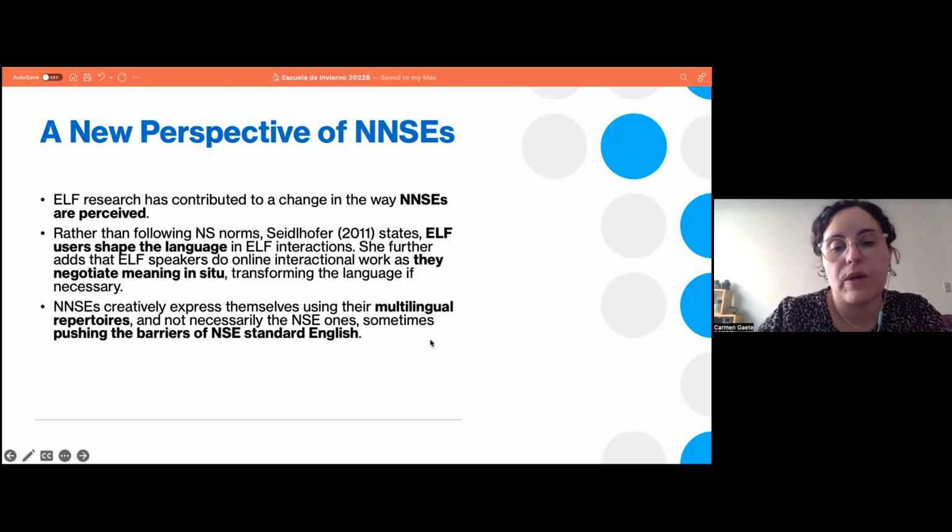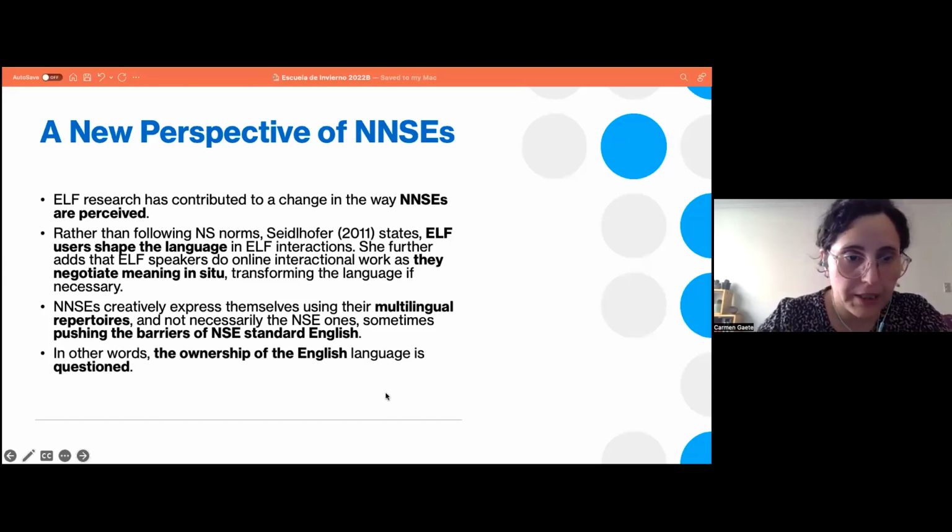That's also something that we have to bear in mind, especially nowadays where translanguaging is very much fashionable. In other words, the ownership of English is questioned. Yes, and if you want to read about the ownership of English, for example, nowadays, you can read Henry Widdowson's paper, actually called The Ownership of English.